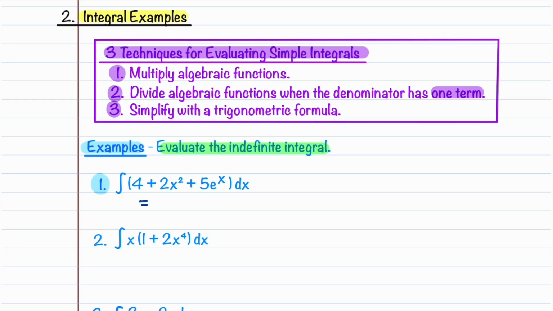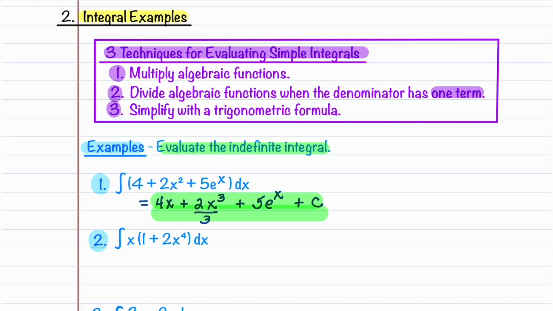When we integrate a constant, we have to multiply by x, so that's 4x. And then the next one is 2x. We're going to add 1 to the exponent, so 2 plus 1 is 3. And then you divide by that exponent. And then our next one is 5 times the integral of e to the x, and that's just e to the x. And then we can't forget to add on plus c. And there's our answer.